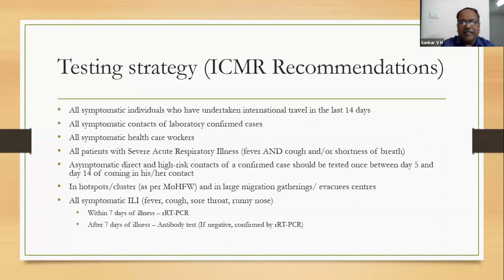Testing strategy as per ICMR recommendation. This is the standard testing strategy recommended by ICMR. All symptomatic individuals who have undertaken international travel, this 14 days has been given from the first itself, but we can include any recent international travel; all symptomatic contacts of laboratory confirmed cases; all symptomatic healthcare workers; all patients with SARI; and asymptomatic direct or high-risk contacts of a confirmed case should be tested once between the 5th and 14th day. In hotspots and clusters, more tests, and all symptomatic ILI, that is influenza-like illnesses.